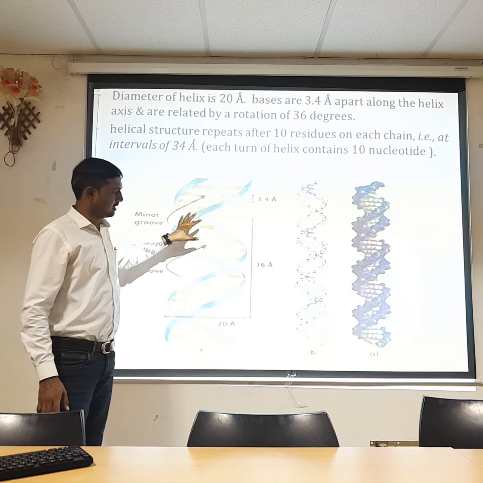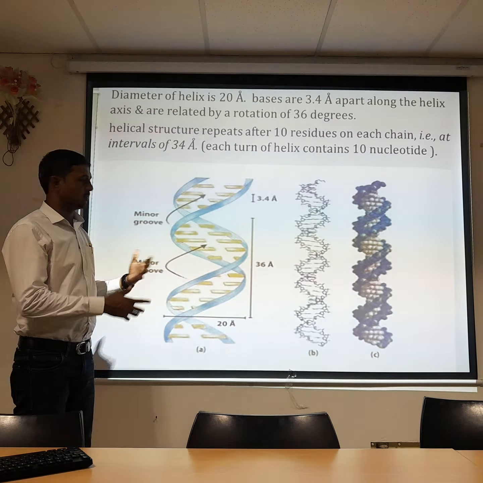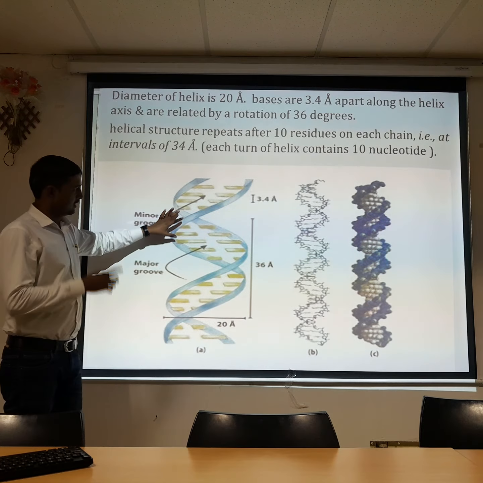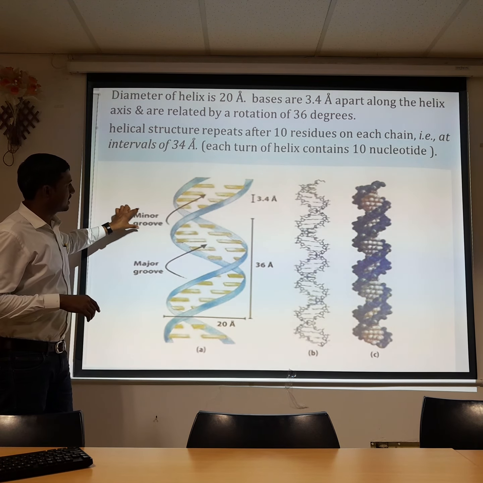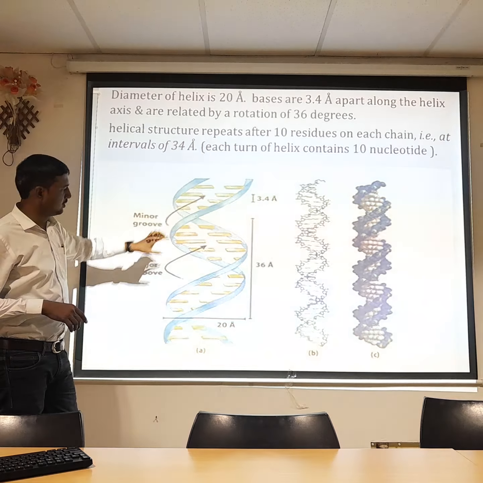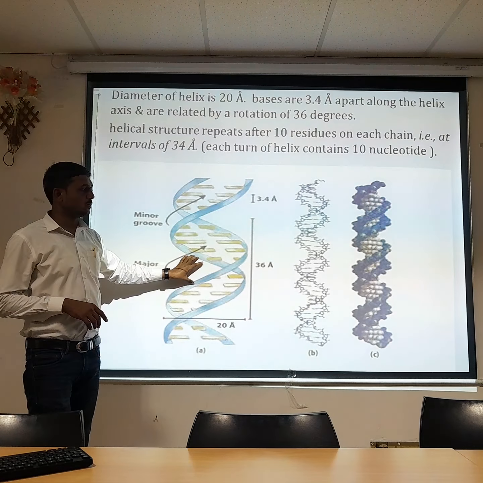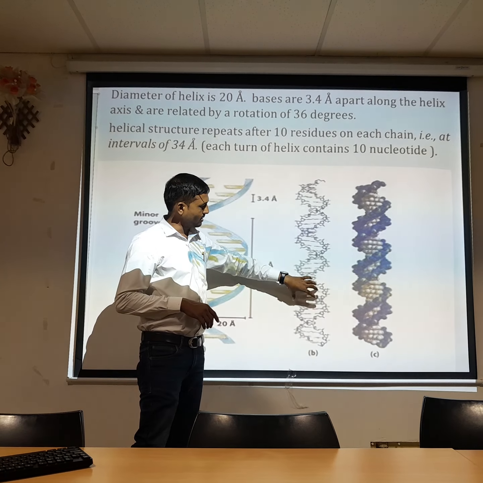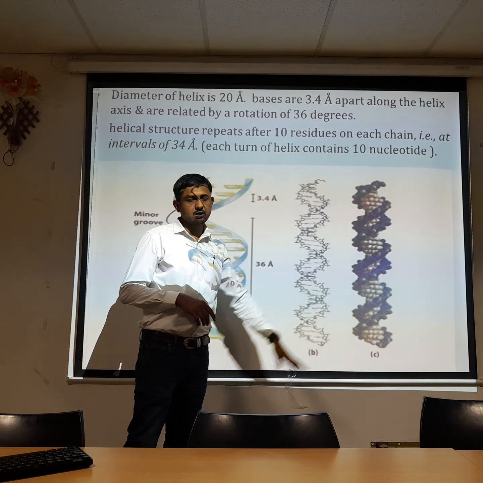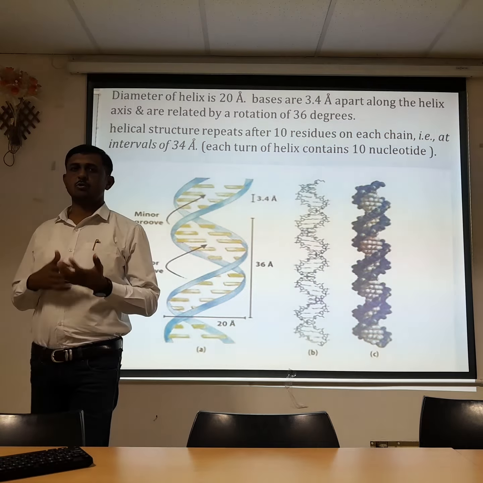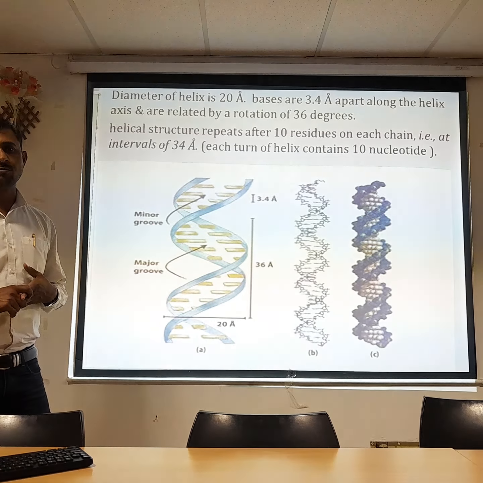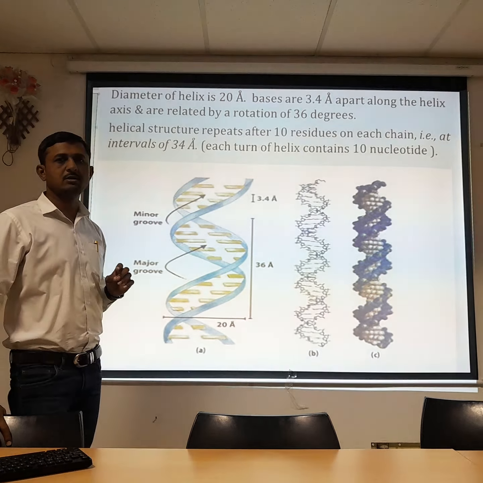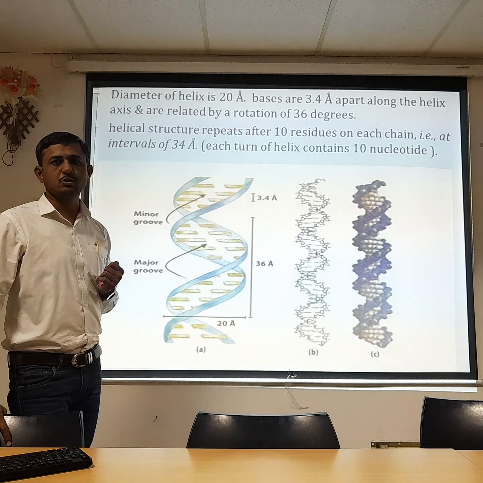So in this diagram, it is a more defined structure. Here you can see the minor groove and the major groove. It is a more complex structure, showing the molecules involved in DNA formation. So that is all about the molecular properties of DNA.